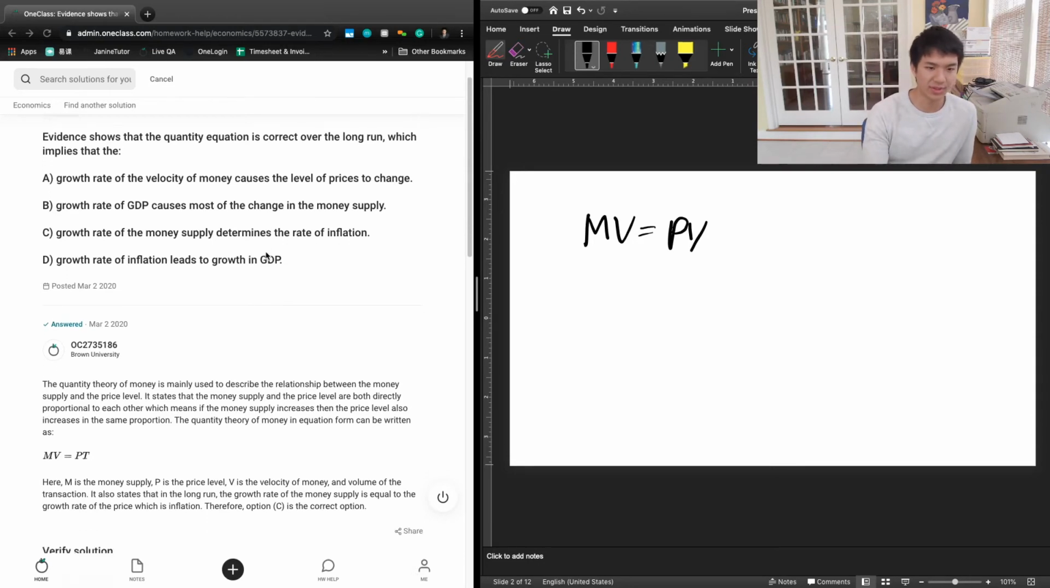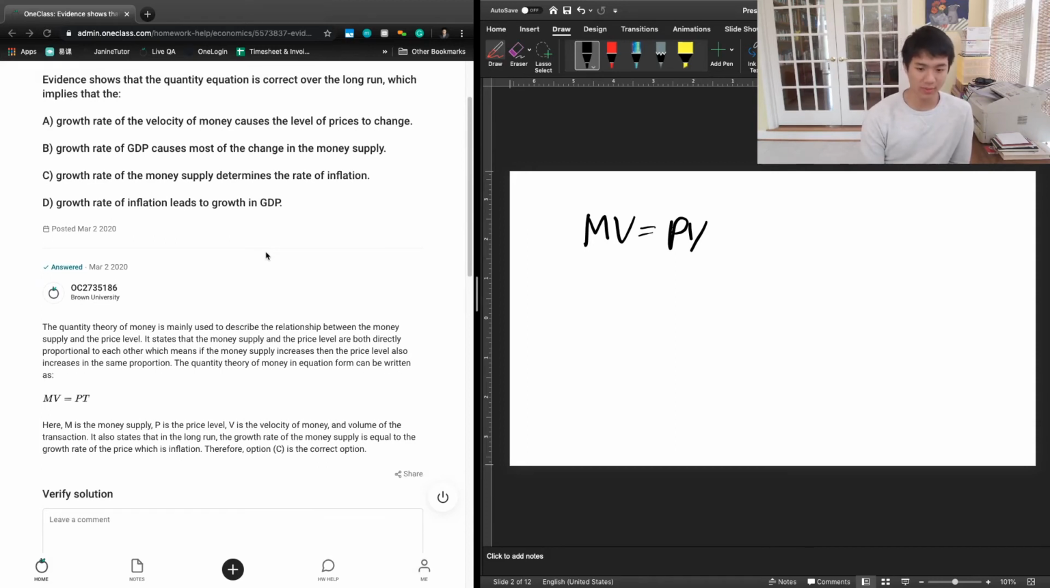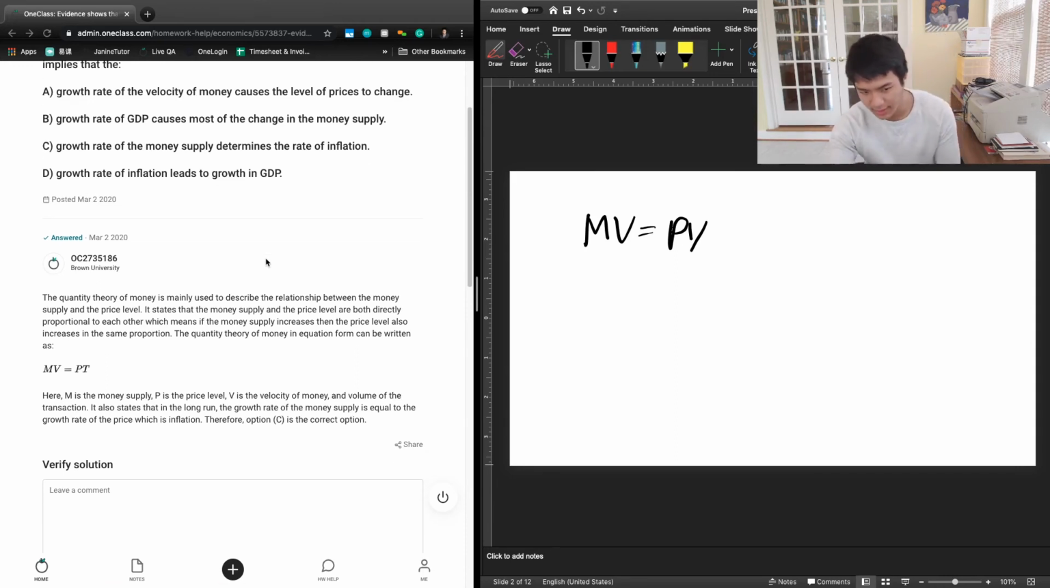Okay, let's take a look at the previous tutor's answer. The previous tutor said the quantity theory of money is mainly used to describe the relationship between the money supply and the price level. It states that the money supply and the price level are both directly proportional to each other, which means if the money supply increases, the price level also increases in the same proportion. The quantity theory of money in equation form can be written as MV equals PT. Here, M is the money supply, P is the price level, V is the velocity of money, and volume of the transaction. It also states that in the long run, the growth rate of the money supply is equal to the growth rate of the price, which is inflation. Therefore, option C is the correct answer.